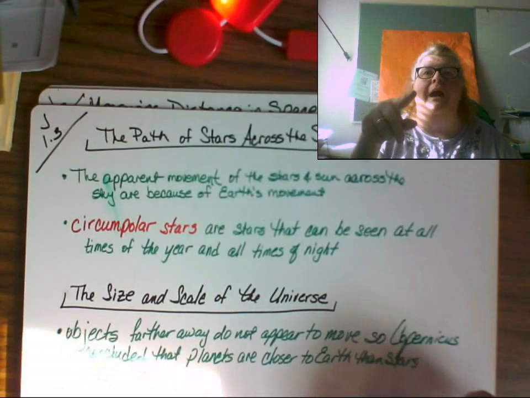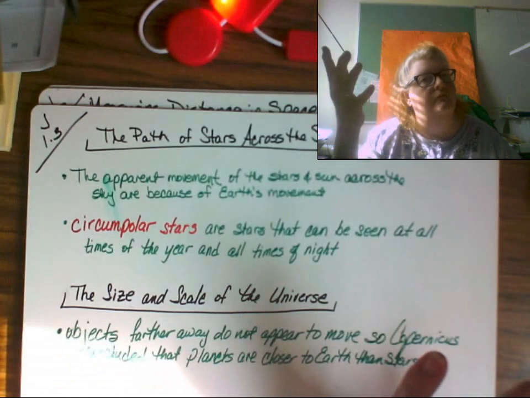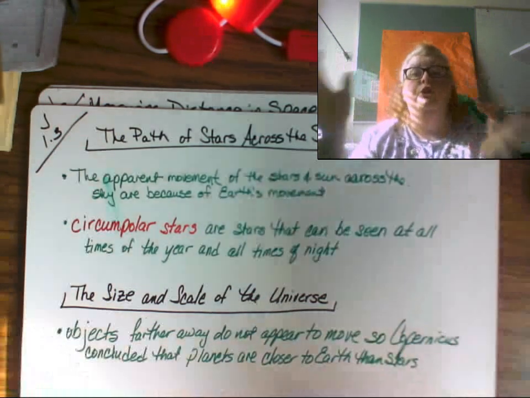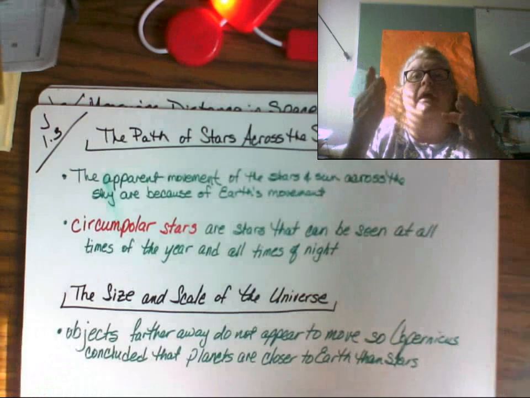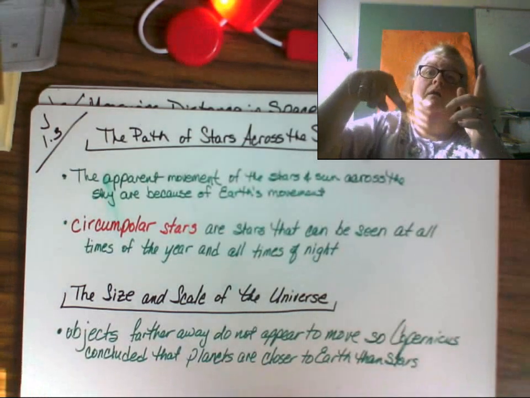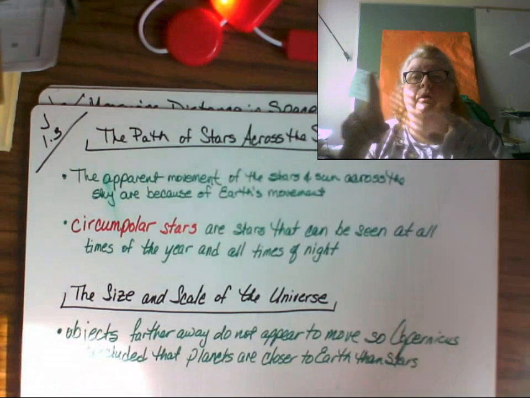It takes 24 hours for the stars to make a complete turn, because it takes 24 hours for the Earth to go around. So you can tell how many hours have gone by based on how far that particular constellation has gone around the North Star.